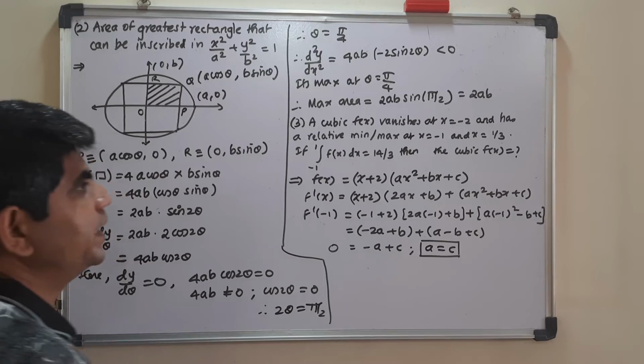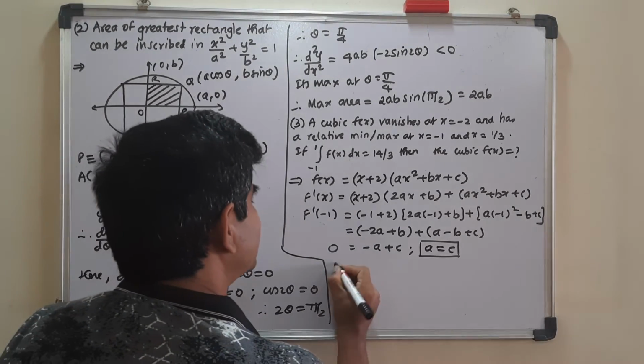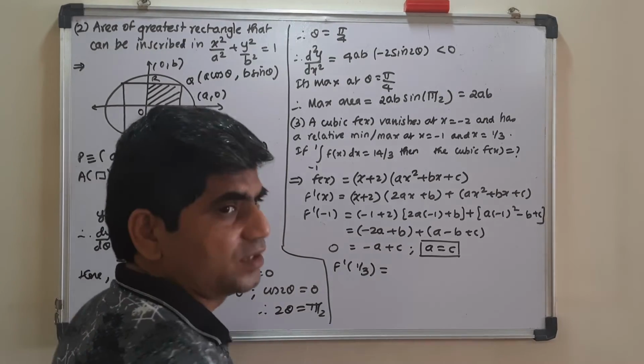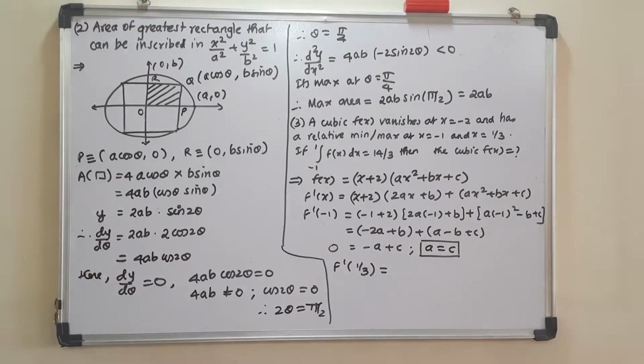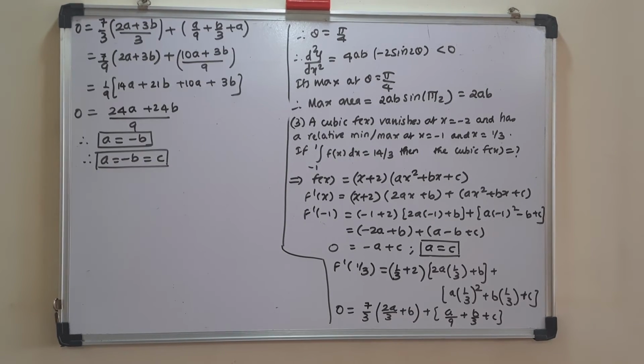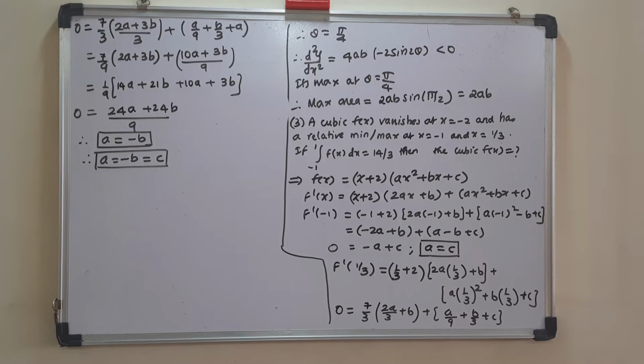Let me store this relationship. Now coming to the next part, that is f dash of 1 by 3. On calculation, I will calculate it and write the final step. On solving we get the complete relation, that is initially we got a is equal to c and on solving we got a is equal to minus b. So this indicates that a is equal to minus b is equal to c. That means the values of a, b and c are the same, differing only by sign.